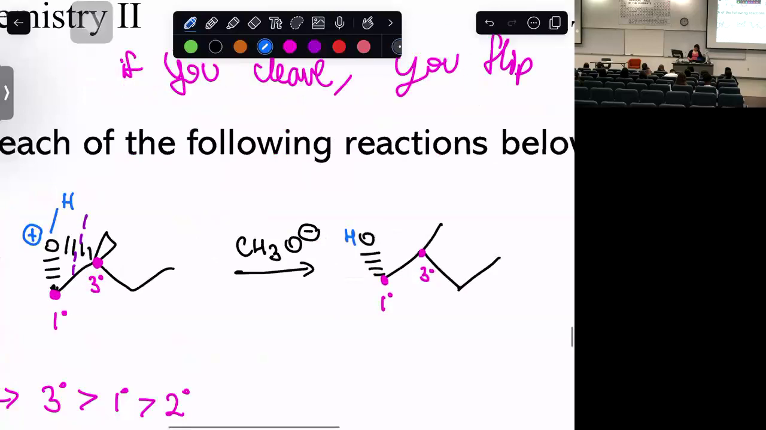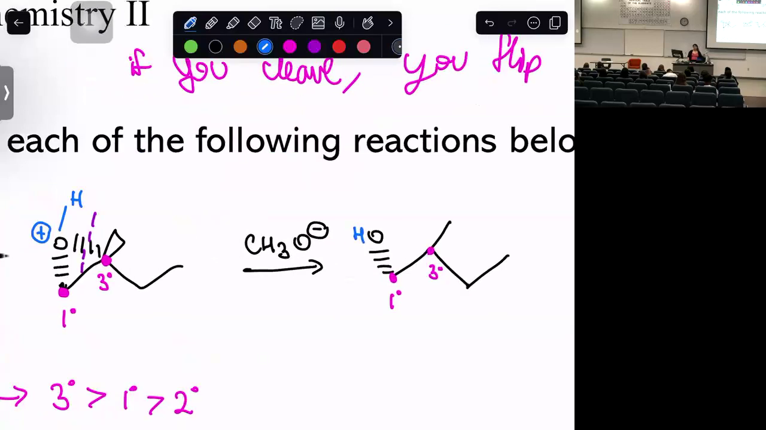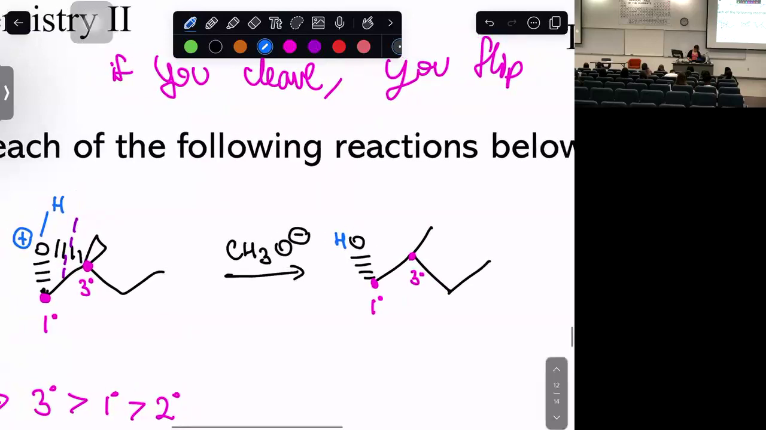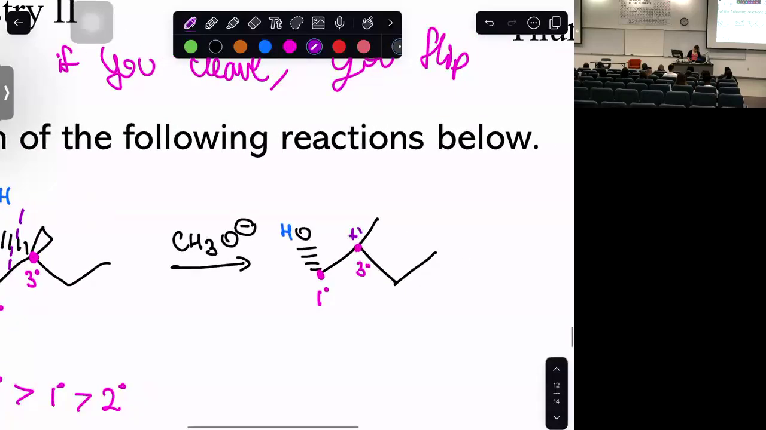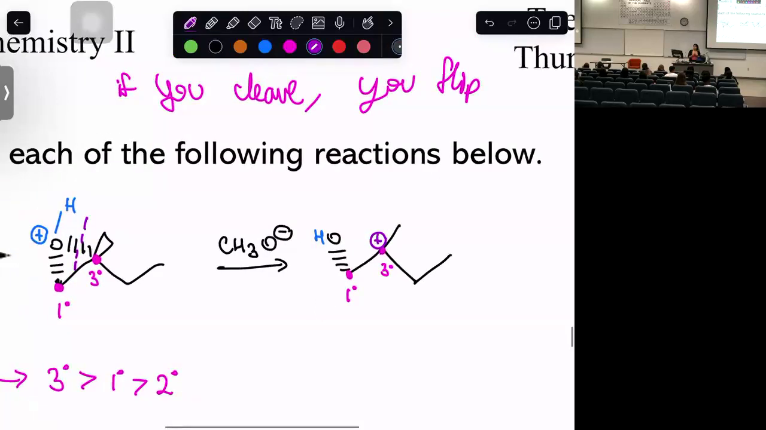Now, keep in mind, since I'm losing one bond, I'm going from sp3 to sp2. So there's no stereochemistry at this point because there's a little carbocation in there. So far, we just have a little positive charge in that tertiary one. Okay, it just lost one bond. It has a positive charge. There's no stereochemistry because I don't have four groups.